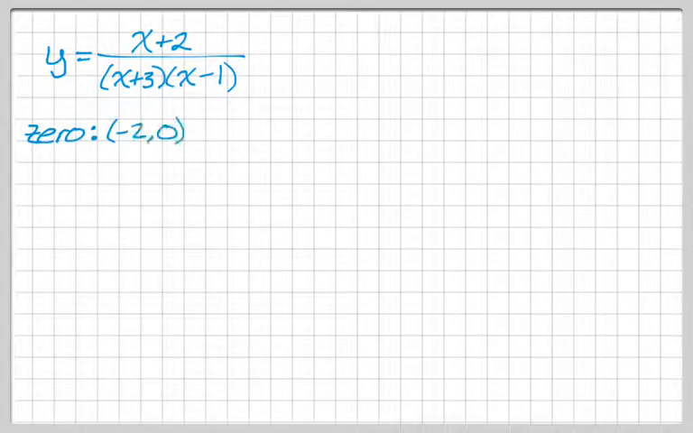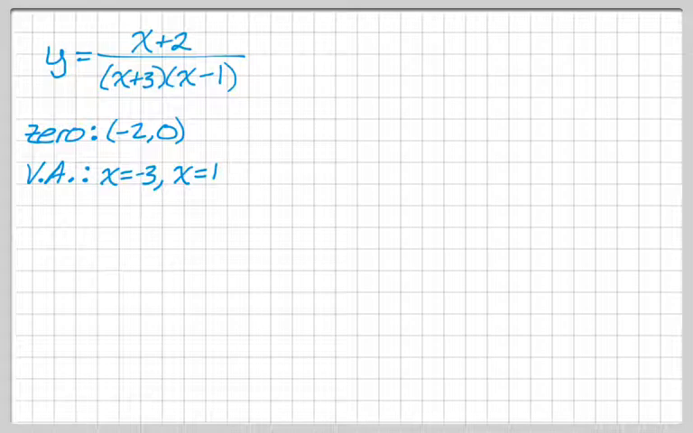So in this case that'll be negative 2, 0. It's a factor of the numerator and not of the denominator, so that's got to be a 0. Next thing I look for is vertical asymptotes. These are in the denominator and not in the numerator, so x equals negative 3 and x equals 1 will work for us.